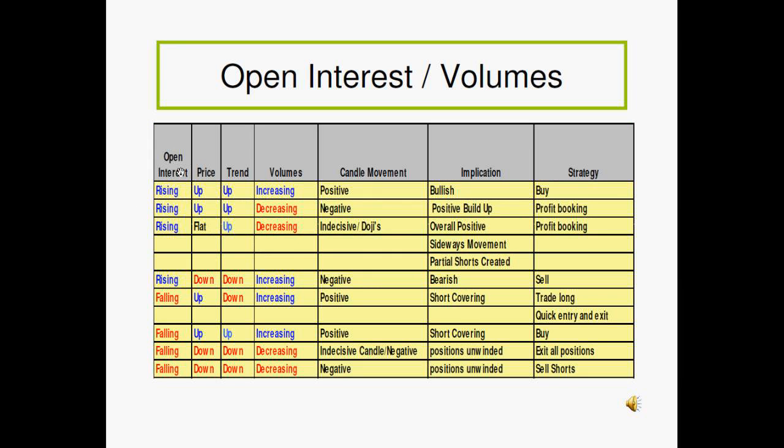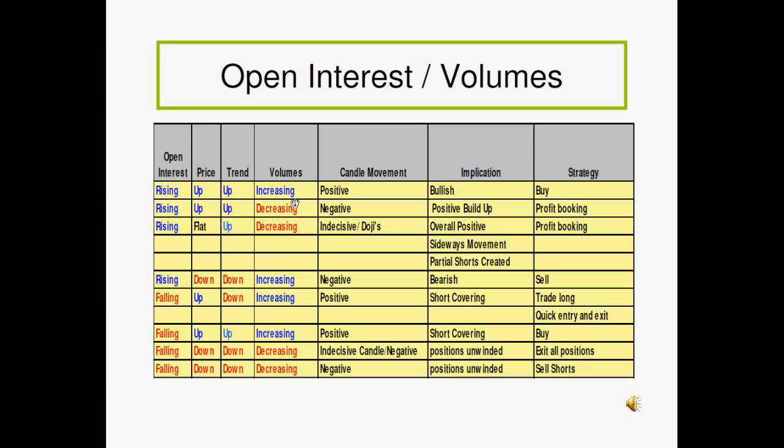Now these are columns we are trying to figure out in table format. In the first row, open interest is rising. Price is up, meaning in comparison to yesterday's price, one day back. So price is above yesterday's price. Now there is a trend, and we will define a trend based on an average. The trend is up and the price is also up.